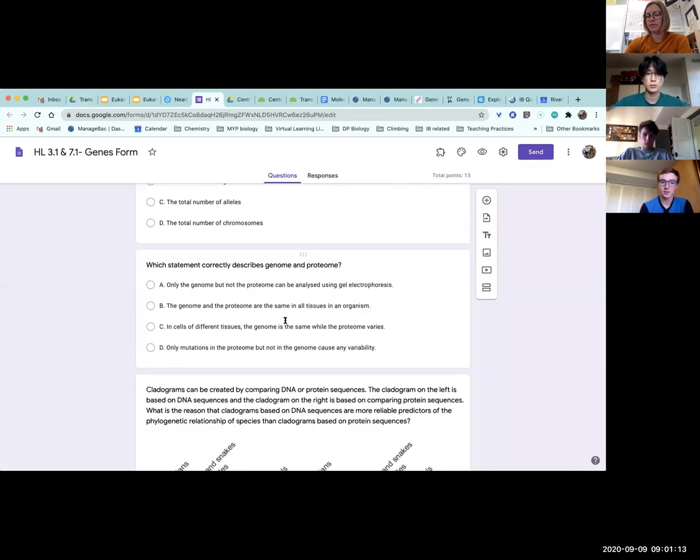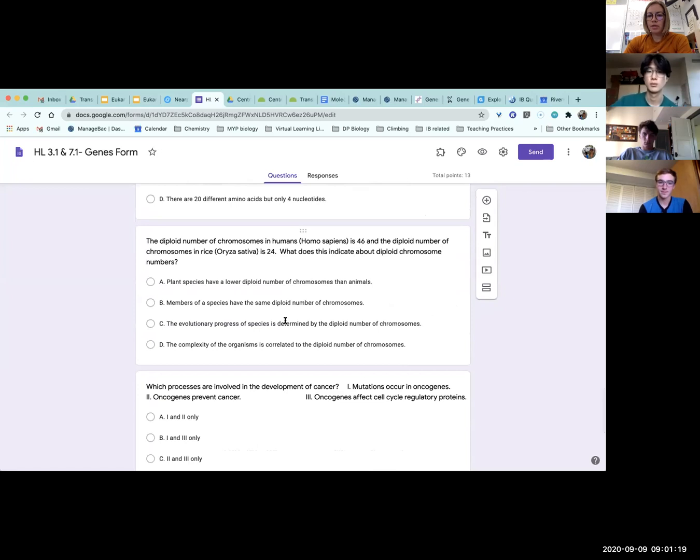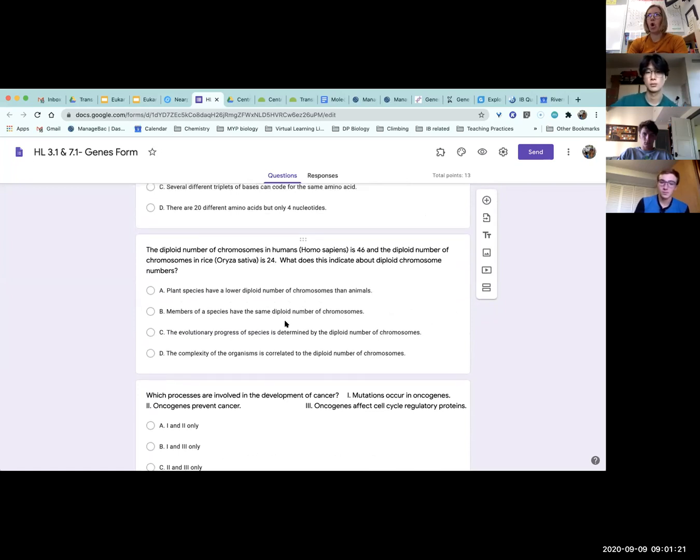And if you actually look, this is our quiz for tomorrow, right? Which statement correctly describes genome and proteome? The issue with trying to say we're only going to do a quiz over 3.1 is that so many of the questions that the IB generates are all encompassing. Does that make sense? So even though we're doing 3.1, the things leading up to it need to be fair game for review as well.